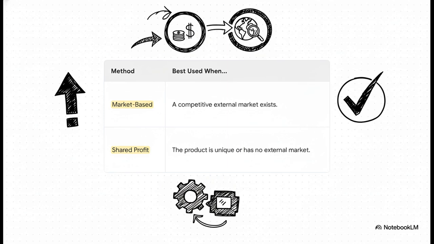When you're in the exam, you ask yourself one question. Is there a competitive external market for a similar product? If the answer is yes, you argue for the market-based method. If the product is totally unique with no external market in sight, then your go-to is the shared profit method. It really is that straightforward.